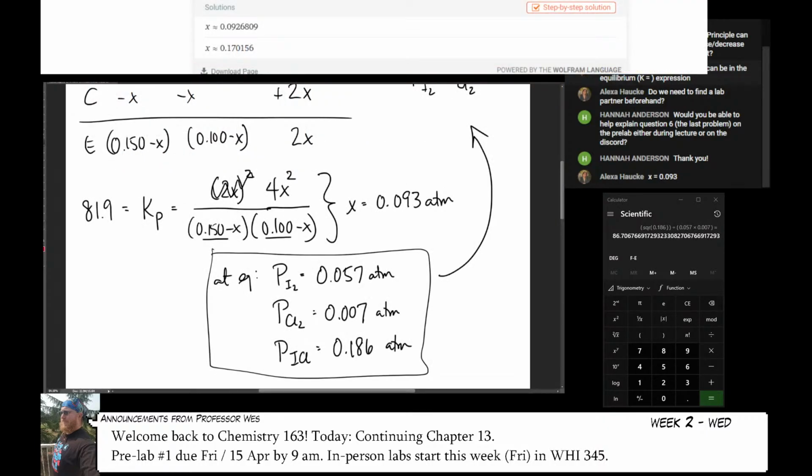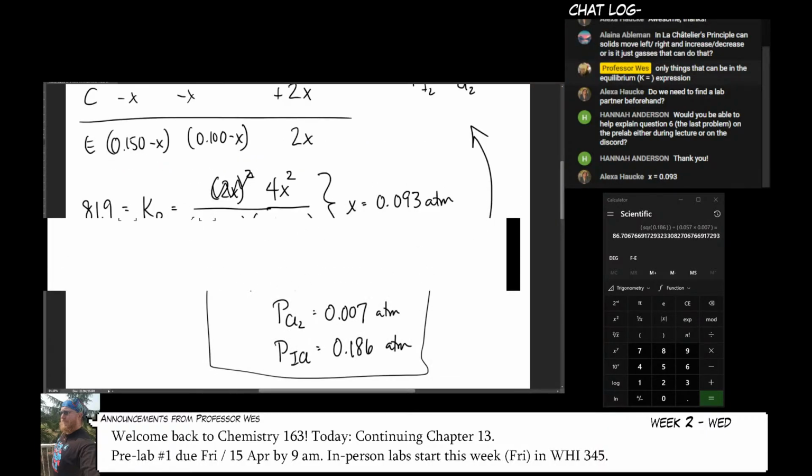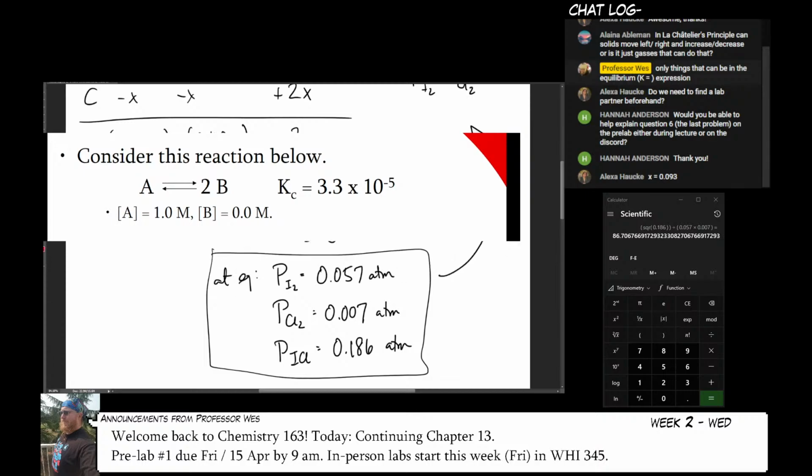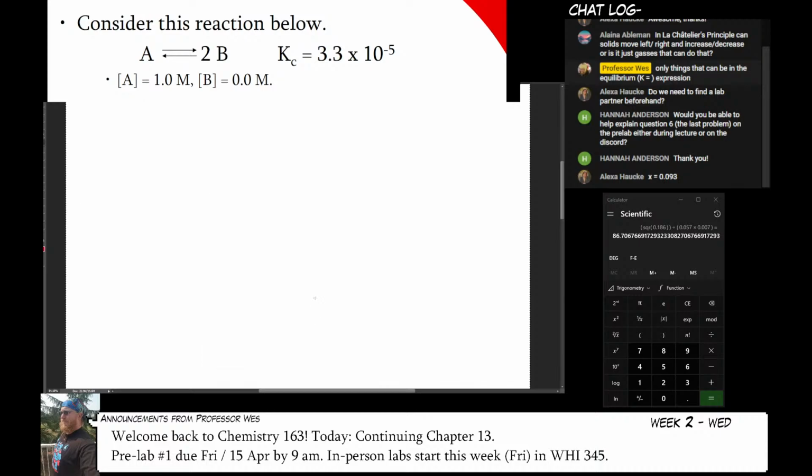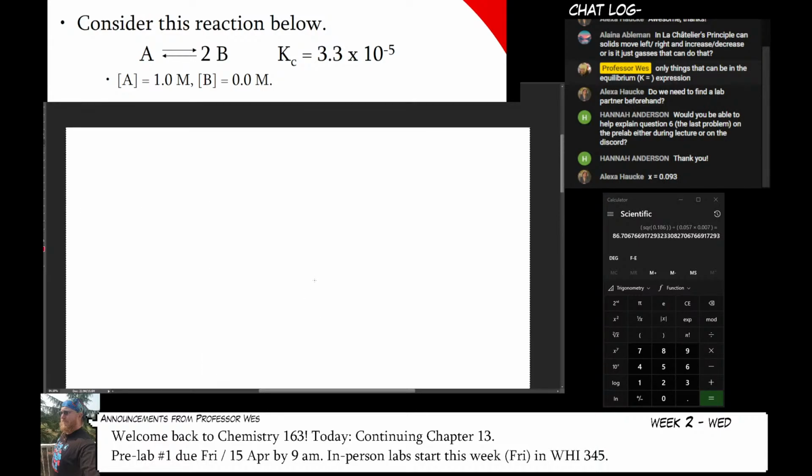On the screen here, that's not the problem. On the screen here, I have this reaction, and we're going to assume that x is small. So let's go ahead and write out the expression for this. First of all, Kc is equal to B squared over A, and that's going to equal 3.3 times 10 to the minus 5. So this is small, so we can use the x is small approach. So let's set up our ICE table.